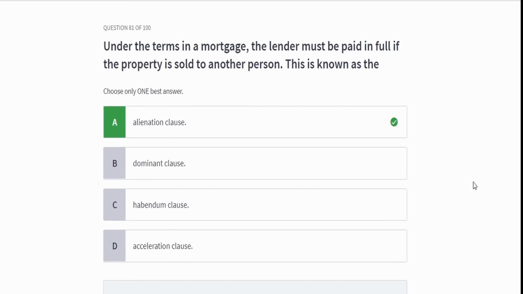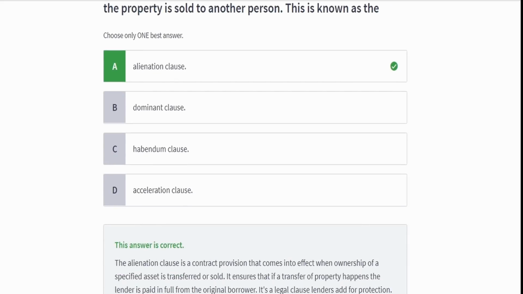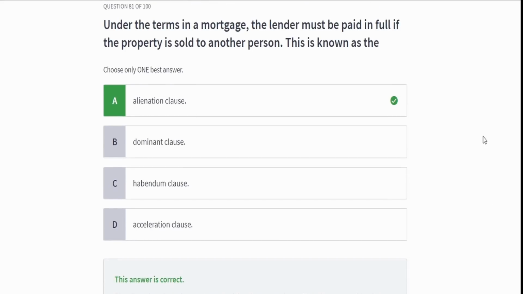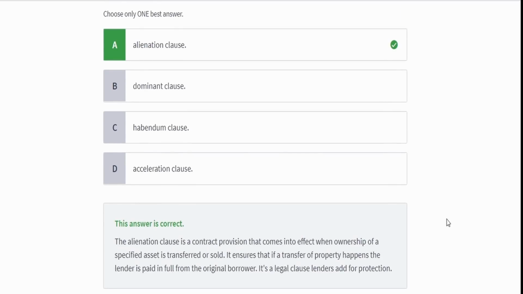And as you'll notice with a lot of these contract clauses, not to get too far ahead of ourselves, a lot of these clauses are designed to protect the lender in some form. Now, granted, there are some contract clauses that protect the mortgage company, or I'm sorry, we're on question 81. I'm drawing a blank here. The acceleration clause is a contract provision that comes into effect when ownership of the specified asset is transferred or sold. It ensures that if a transfer of property happens, the lender is paid.